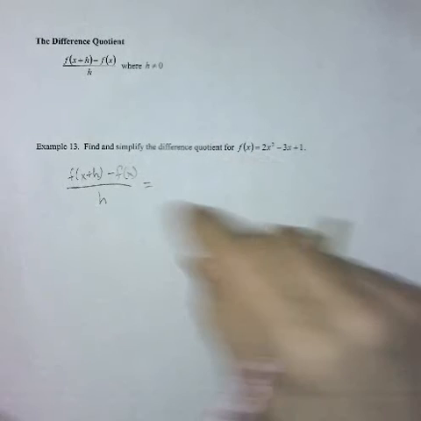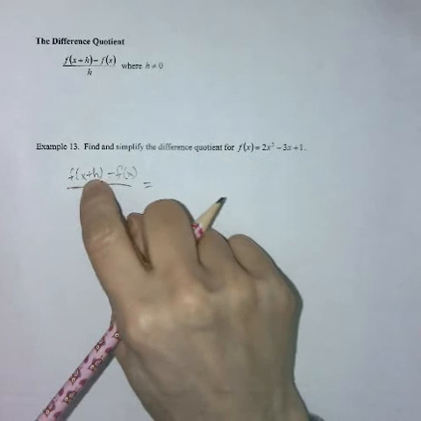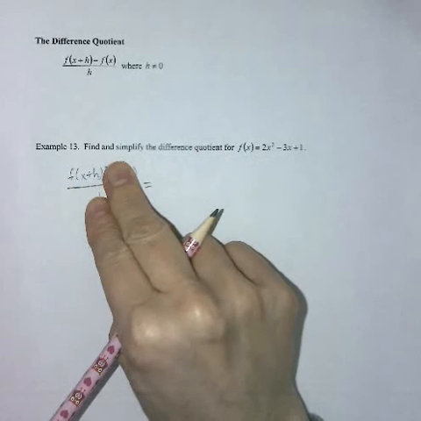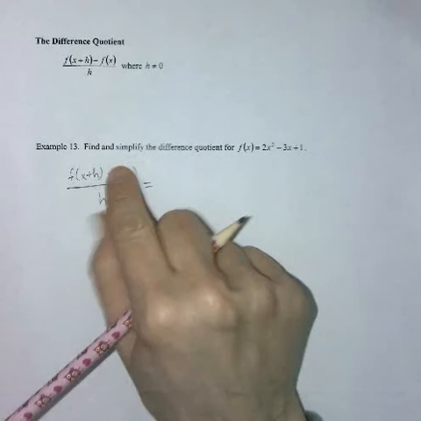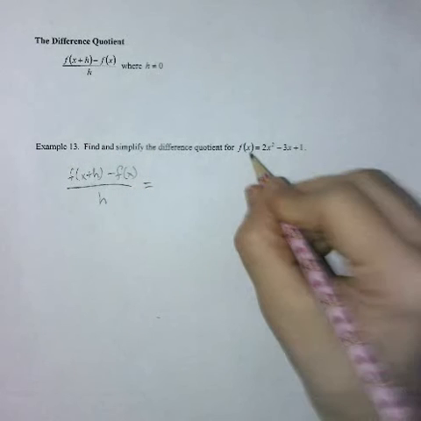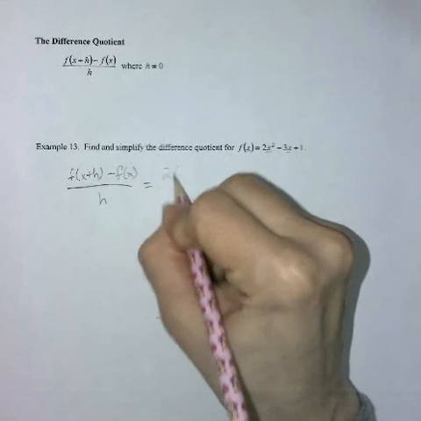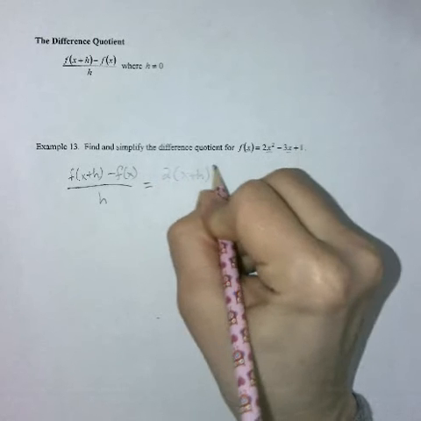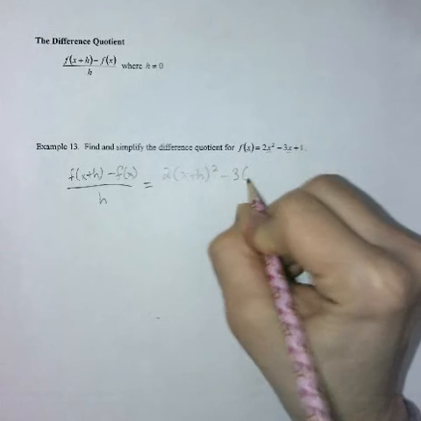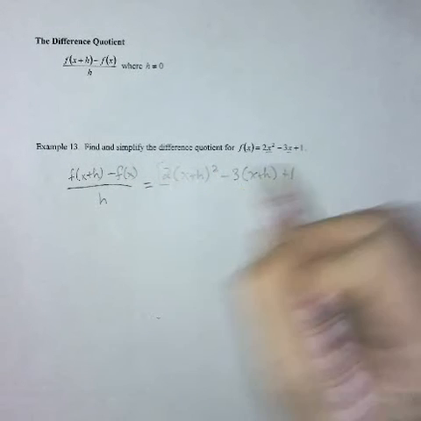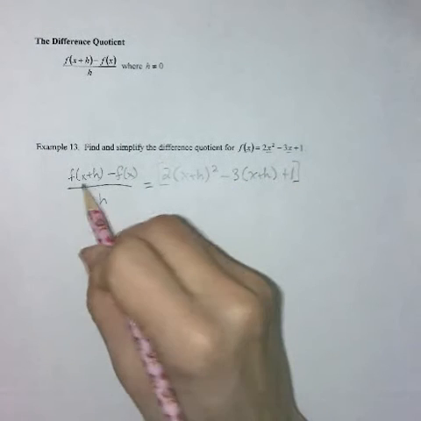We already did a problem where we had the x plus h. So just take that part and handle it separately from this. F at x plus h, we're going to replace all these x's with x plus h. So we've got 2 times x plus h squared minus 3 times x plus h plus 1. I'm going to just put a bracket around here to show that's this part here.